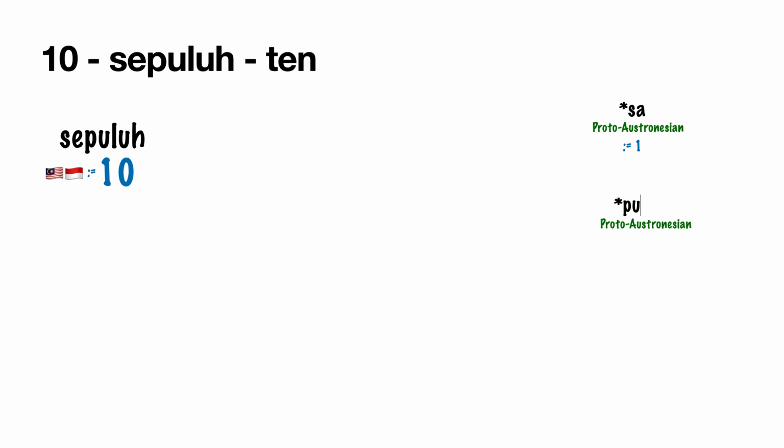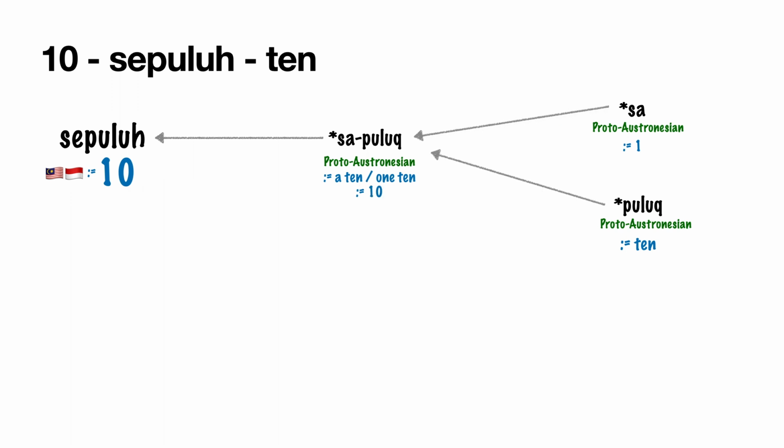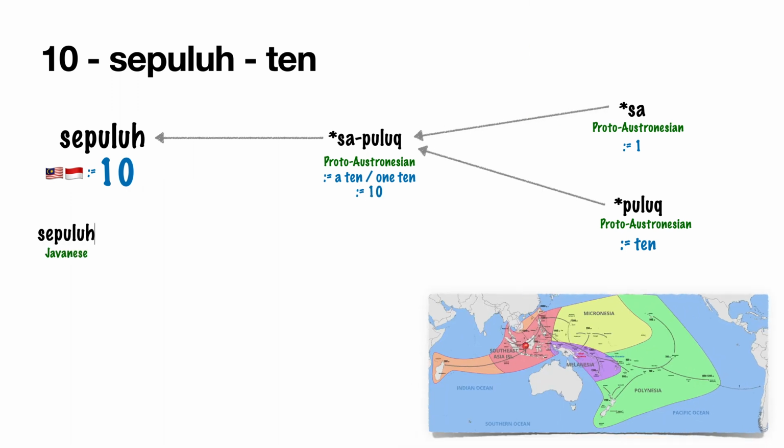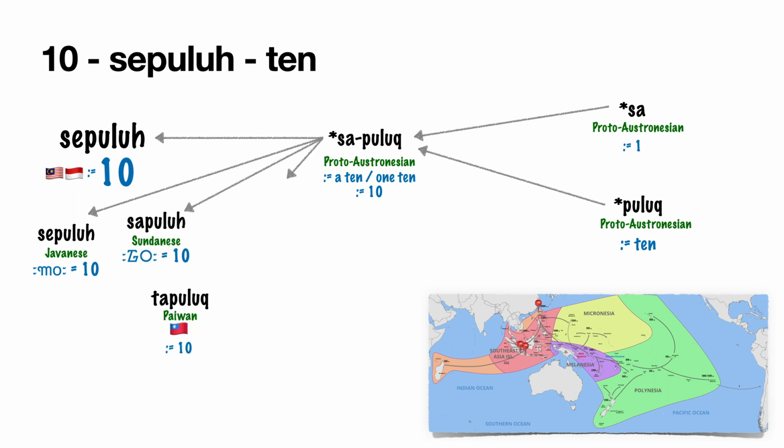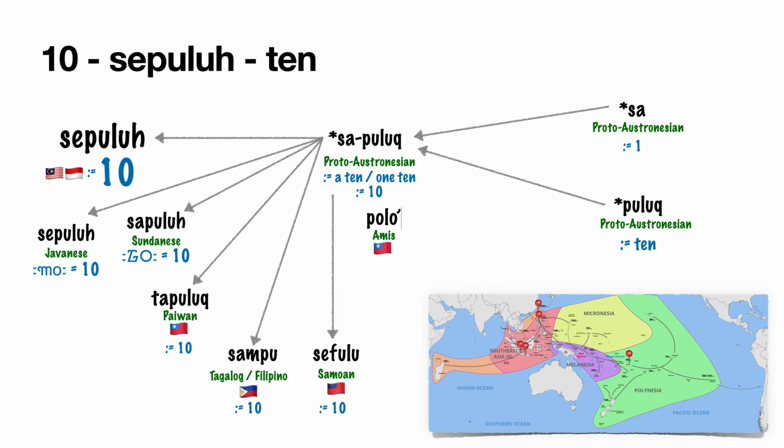10. 10 is again very Austronesian. It comes from Proto-Austronesian word sha and pulu or shapulu, literally means a 10 or 1 10. So it relates strongly with the Javanese word 10, Sundanese word 10, Paiwan word tapulu, and more or less with Tagalog or Filipino word sampu, Samoan word 10, Amis word pulu, Malagasy word fulu.